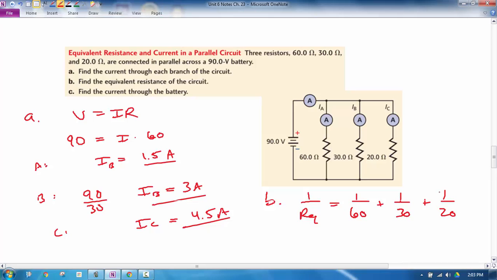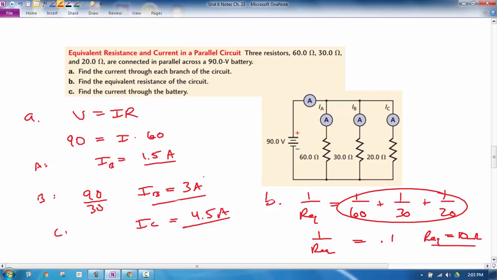I would just add these together in your calculator and then take the reciprocal of it. So you do that in your calculator. You get 1 over the equivalent resistance equals 0.1. Flip both sides and you get the equivalent resistance is 10 ohms for the circuit, which makes sense because if you add these together, 4.5 plus 1.5 plus 3, you get 10.